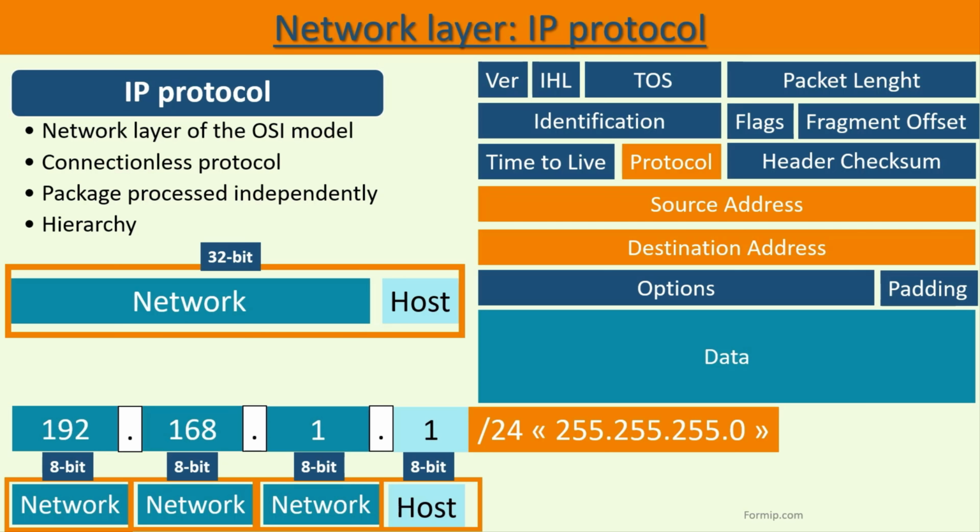In the source address field, you'll find the IP address of the device that created this IP packet. In the destination address field will be the IP address of the device intended to receive the IP packet. And the data field. This is where the data to be sent is placed. At this point, you don't have to worry about other fields.